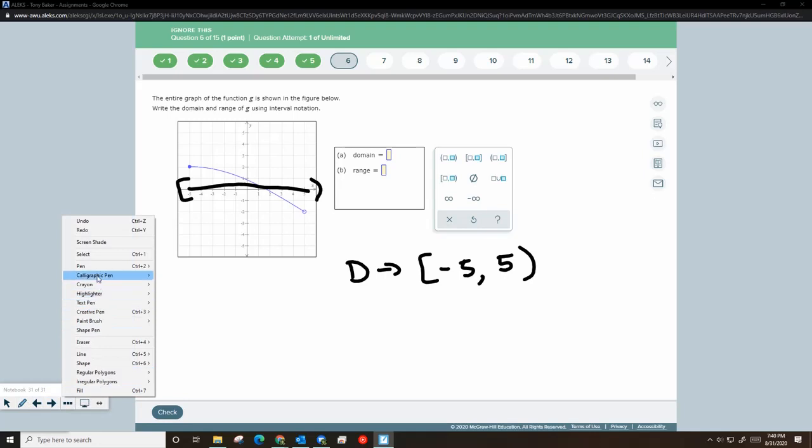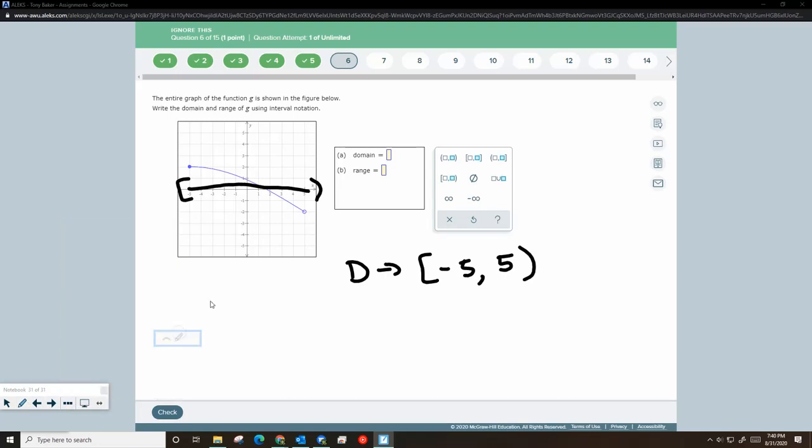Now, my range is my y values. So I'm going from my lowest y value to my highest y value. Negative 2 is an open dot, so it's a parenthesis. 2 is a closed dot, so it's a bracket. So my range is parenthesis negative 2 to positive 2, and it's a bracket on positive 2.